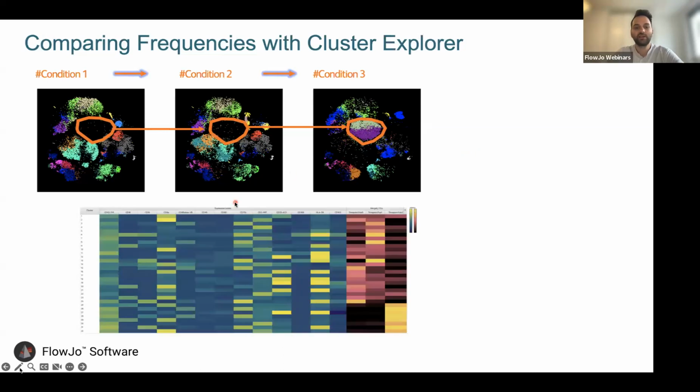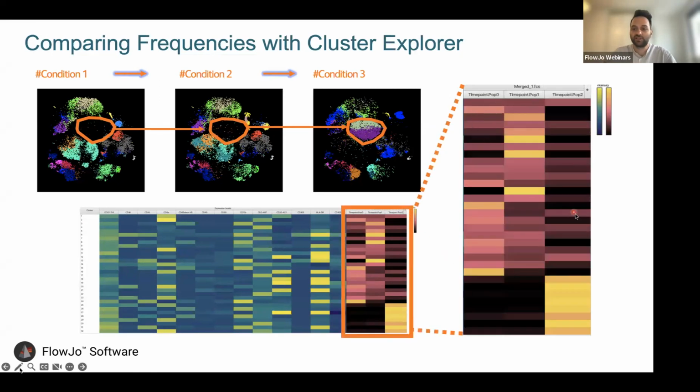Now what I can do with the heat map window of Cluster Explorer is to add my conditions as nodes, as columns on the heat map. What this will basically do is show me the frequency of each cluster across the different conditions. So it's not anymore how we visualize the t-SNE or UMAPs with our eyes, but it's basically the statistics or the percentage of each cluster across the conditions.